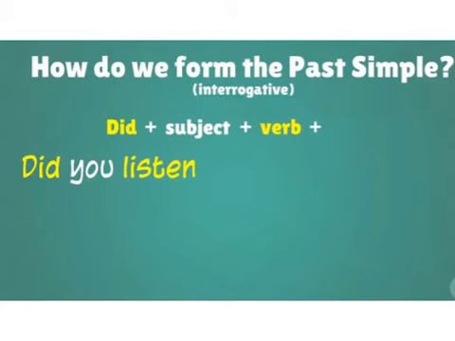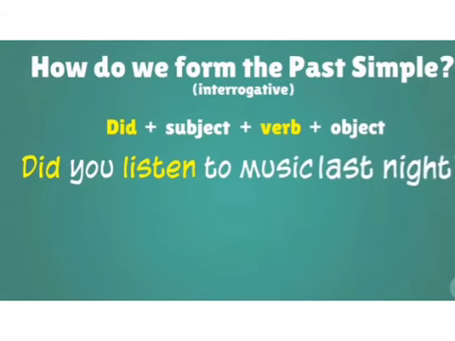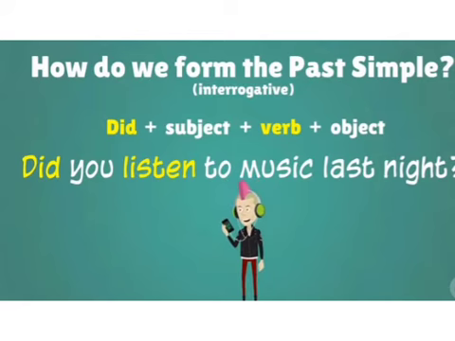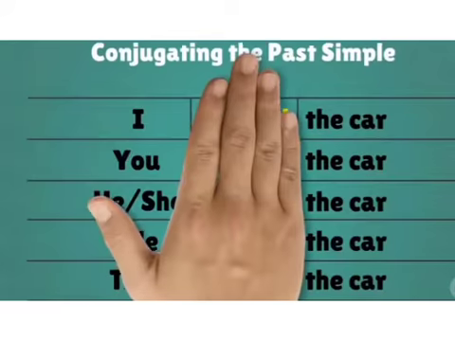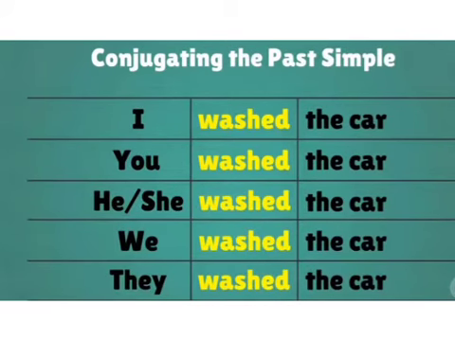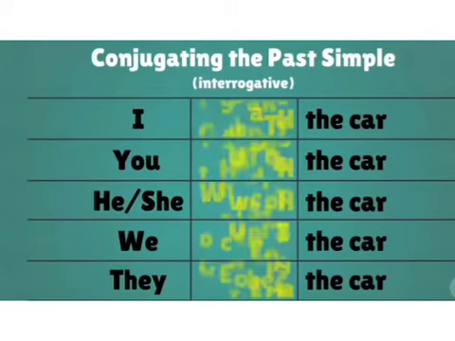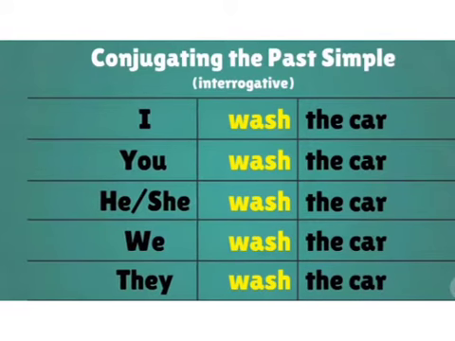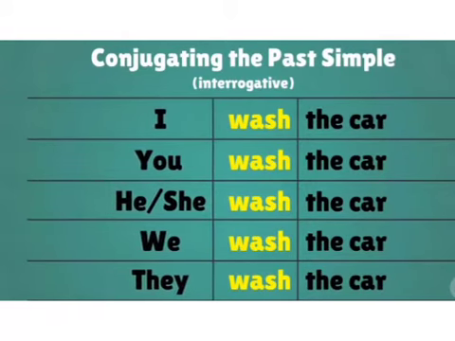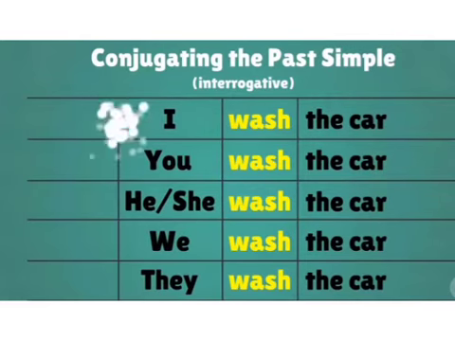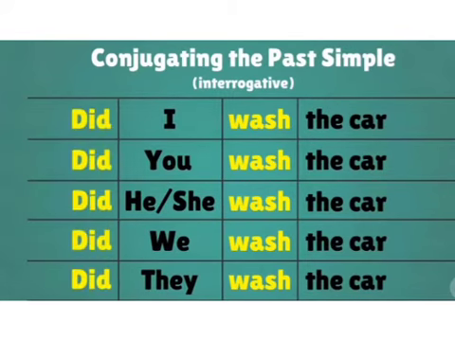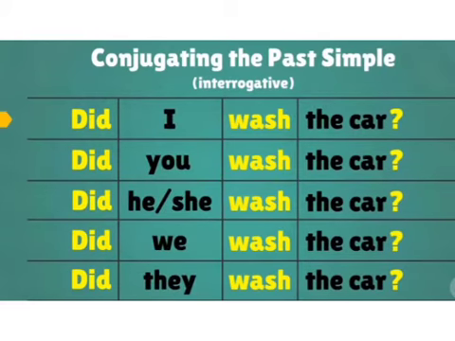So did you is subject, listen is verb. Did you listen to music last night? So the complete to music last night is object. So it is an interrogative sentence. Again, what do you have to do when you conjugate the past simple interrogative? Yes, bring the auxiliary verb in front. So here the simple past auxiliary verb is did. If you bring the did in front, you will obviously get the question type sentence, that is interrogative sentence.